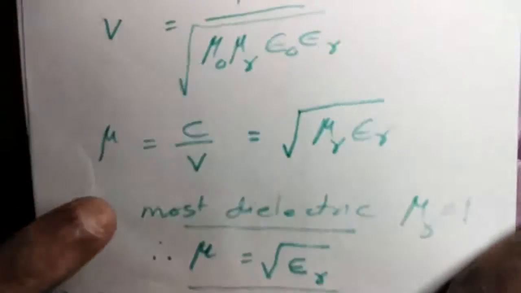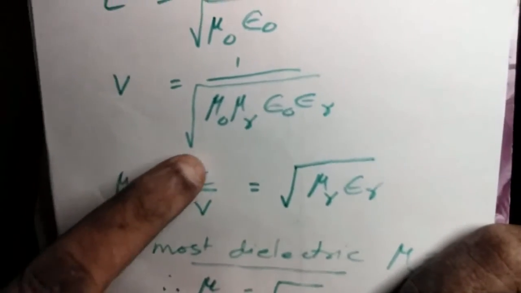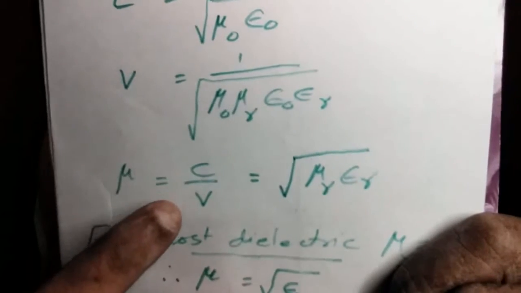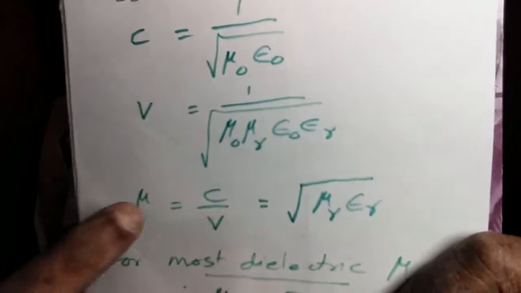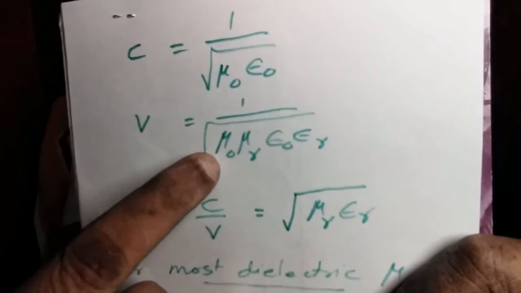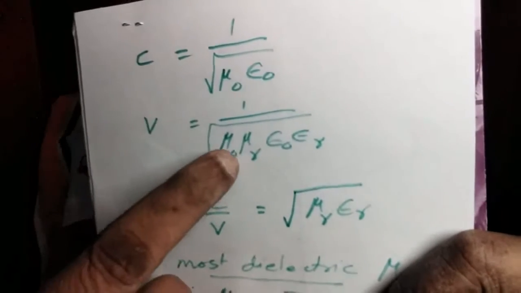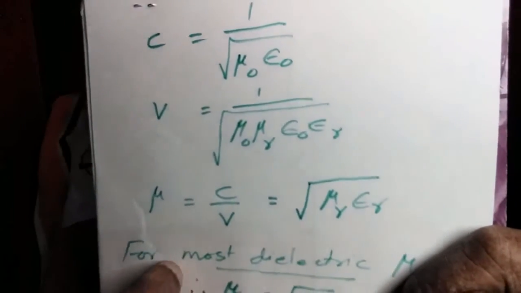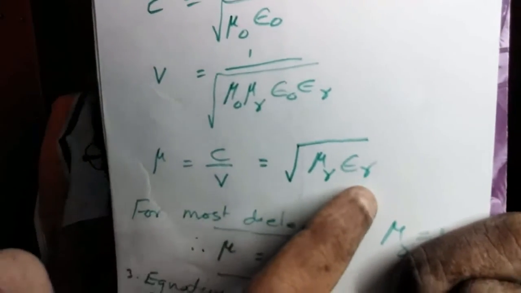Now, refractive index mu, as we have seen earlier, equals velocity of light in free space to velocity of light in the medium. So you divide this by this, then mu 0 epsilon 0 would go, then you get mu equals square root of mu r into epsilon r.